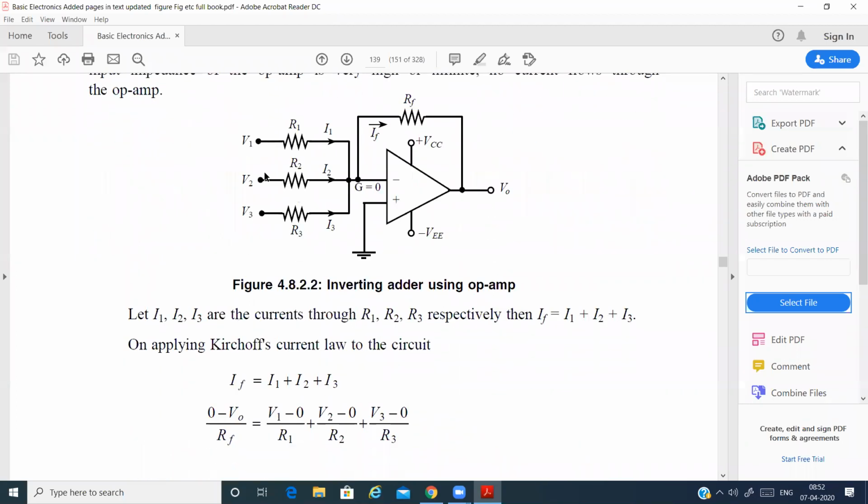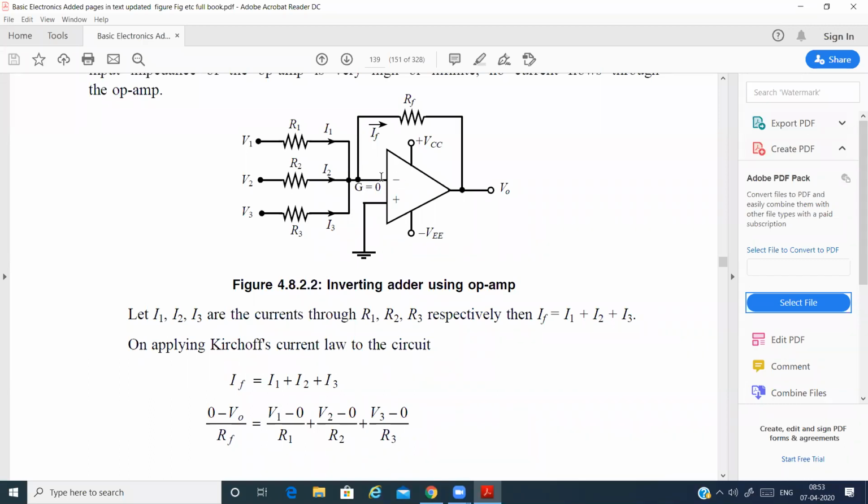Now again, Kirchhoff's current law will be applied. This junction is the virtual ground junction, and the same junction we are going to consider here also. So the current entering at this point is equal to the current leaving. The current entering is I1, I2 and I3, and the current leaving is IF only. Why are we not taking the current entering the op-amp? See, here there is also one connection. Why are we not considering that one?